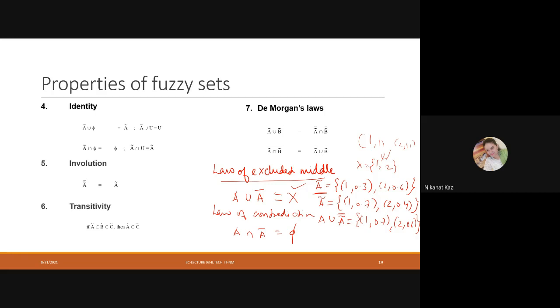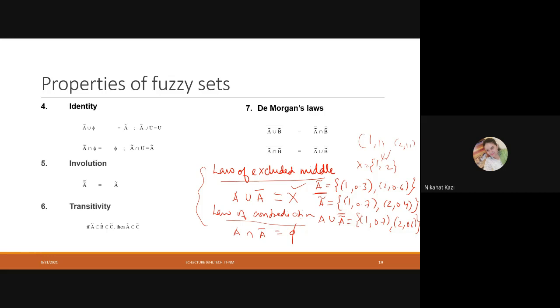Likewise, if I do the other operation, A intersection A complement, again I am not going to get the null set. I'll get the minimum values, 1 with 0.3, 2 with 0.4. I'm never going to get the null set, because the null set will be 1 with 0 and 2 with 0, membership 0. So these two laws of classical set theory do not hold in the case of fuzzy sets.